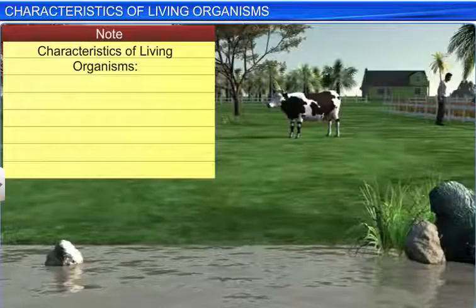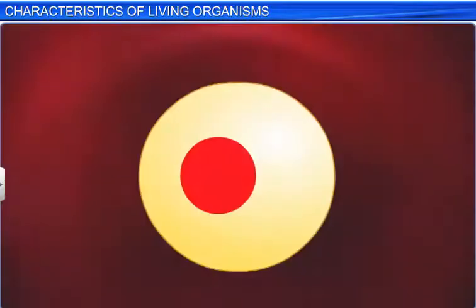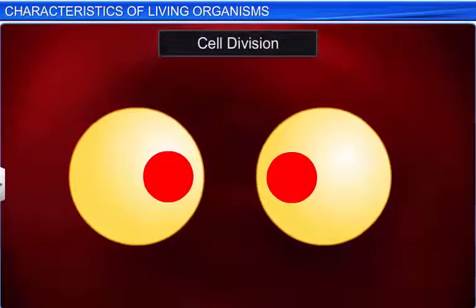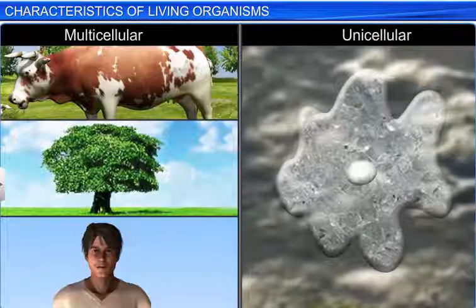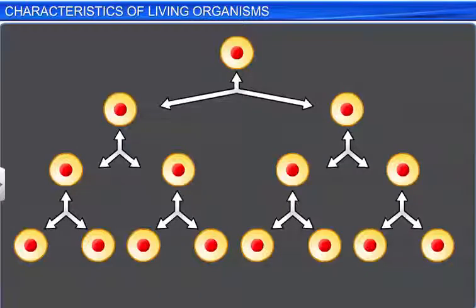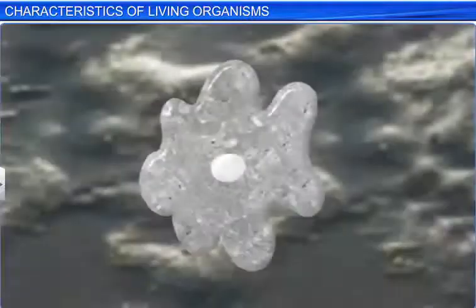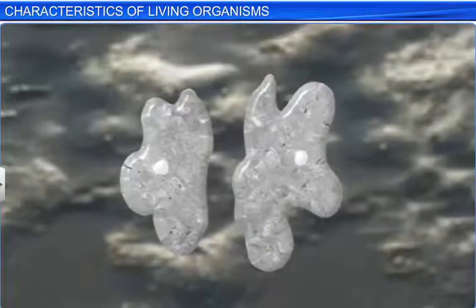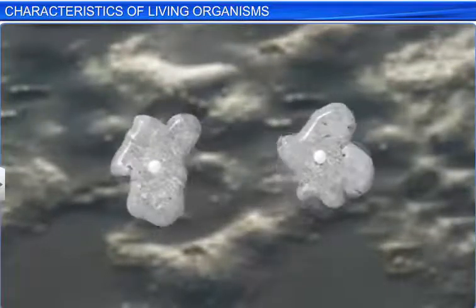One such characteristic is growth. Living organisms, whether multicellular or unicellular, grow due to cell division. However, cell division affects these organisms differently. In a multicellular organism, cell division results in an increase in mass, whereas in a unicellular organism like amoeba, it leads to the formation of two new organisms.